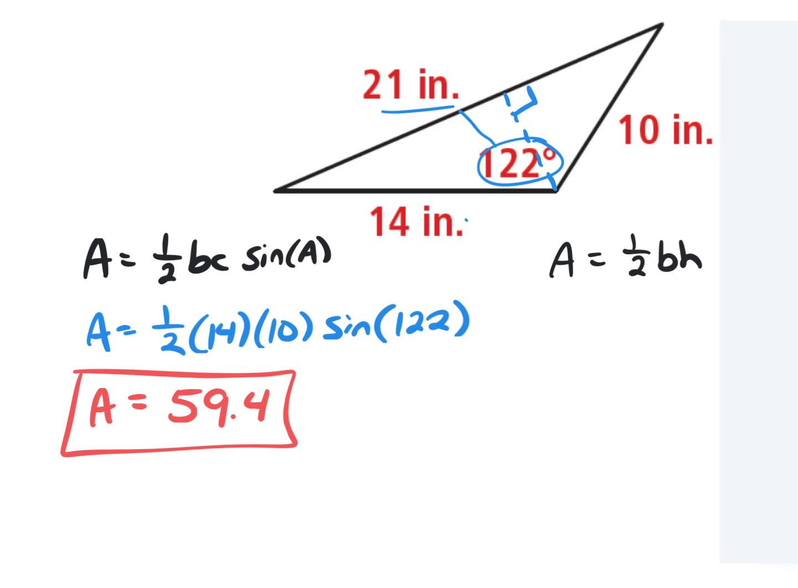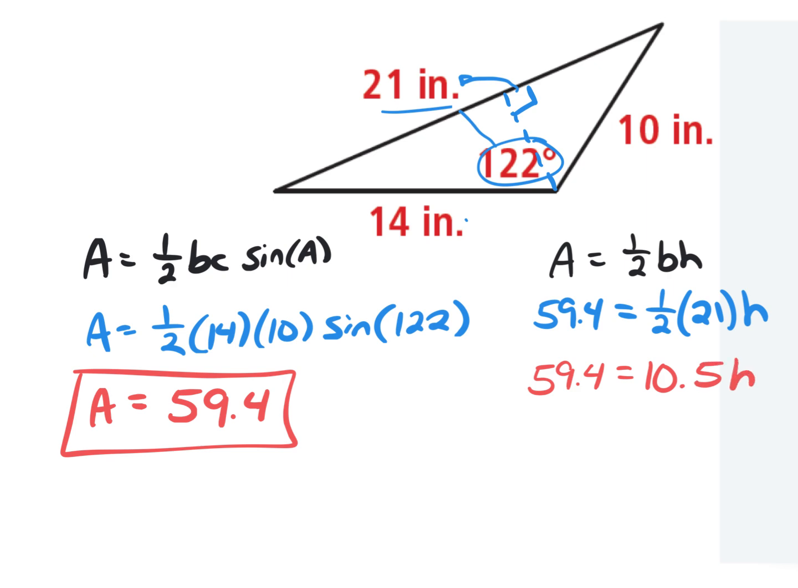Do I know what A is? That's what we just found. So we have 59.4 equals 1/2. What is the base? Again, it's the one that is connected to that right angle. So base is 21, and then we're looking for height. What do I do first here? Divide 21 by 2. Yep, what did you get? I got 10.5. Yeah, I got 10.5. Oh, that's why I did it wrong. And then what's the last step here? Divide by 10.5. H equals 5.7.